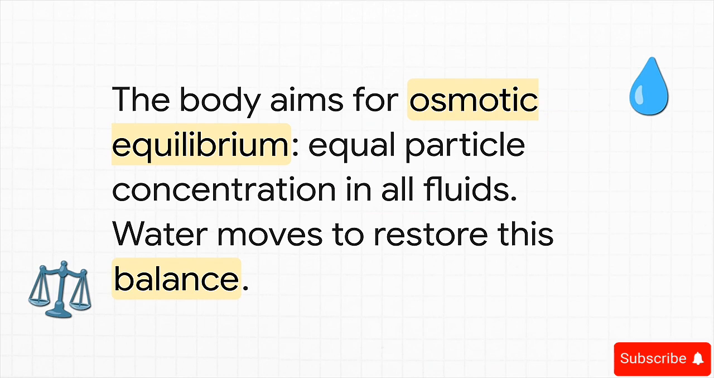The whole secret, the thing that ties it all together, is this one big rule: osmotic equilibrium. You know, it sounds complicated, but it's not. All it means is that your body is absolutely obsessed with balance. The fluid inside your cells and the fluid outside your cells, they're in this constant push and pull, always trying to have the exact same concentration of particles. If one side gets out of whack, water literally rushes across the border to fix it.